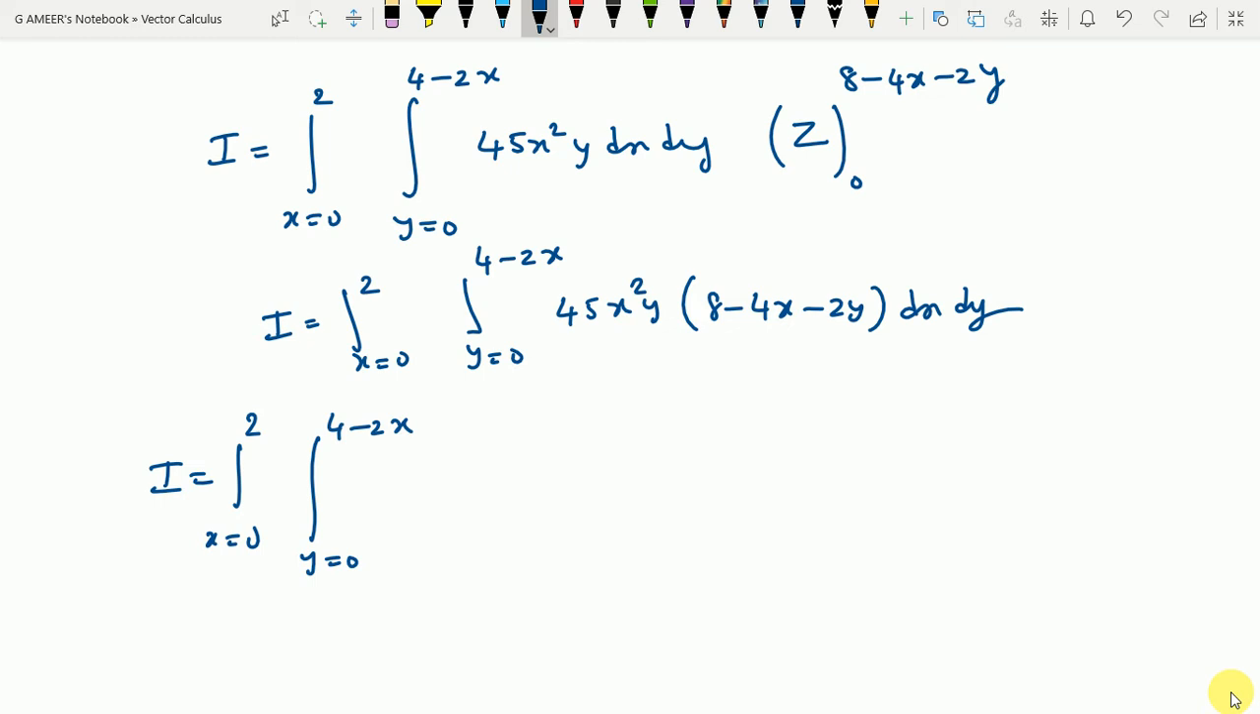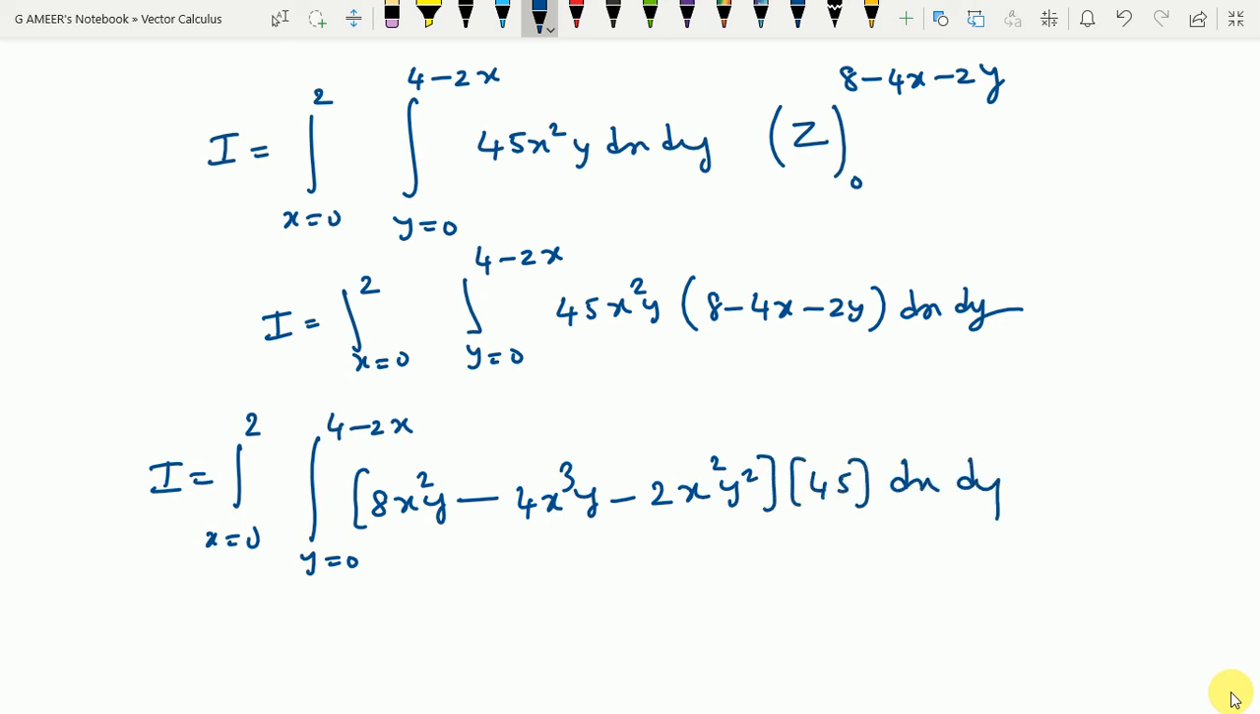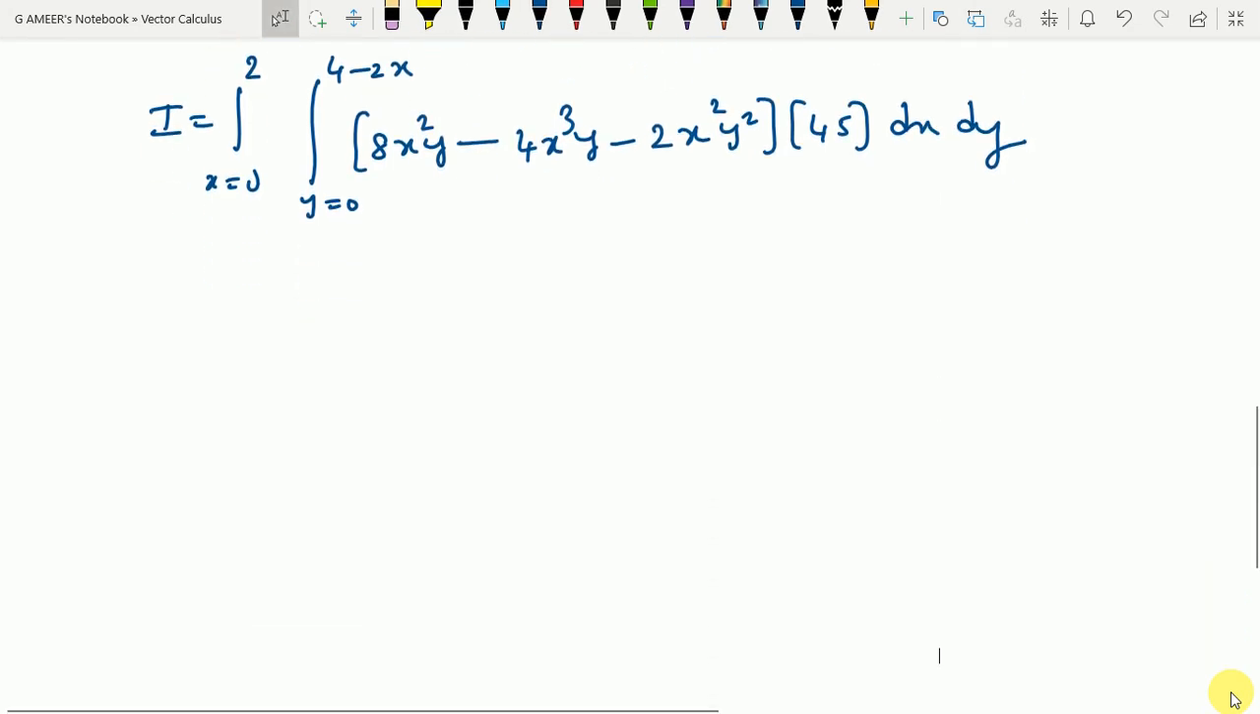Then you multiply. Of course 45 can be written outside, that doesn't make any problem. So we multiply with x square y: 8 x square y minus 4 x cube y minus 2 x square y square, and 45 dx dy. Okay, fine. Now let us see. Now I'll write y completely outside.